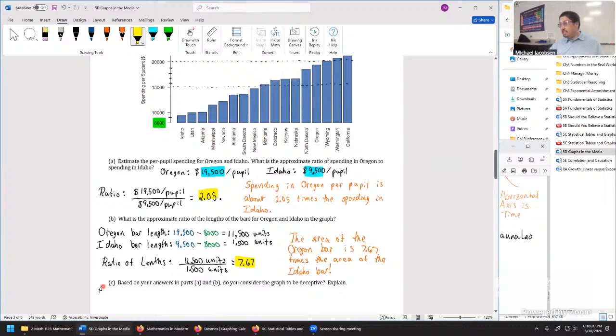And it says now in part C, based on your answers in parts A and B, do you consider the graphs to be deceptive? Well, any volunteers for a quick response on that one?